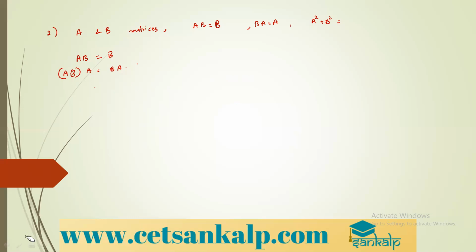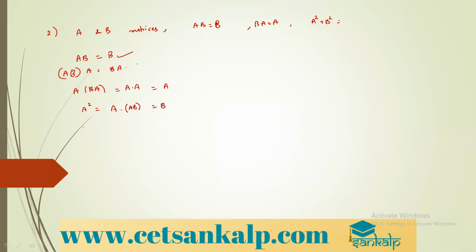But let us first study what is given here. So AB equal to B is given. I'm multiplying AB by A. So that means B also I'm multiplying by A, which implies A into BA. If I do, it is A into A, which is just A. That means it implies that A square will be A into AB, which is equal to B.